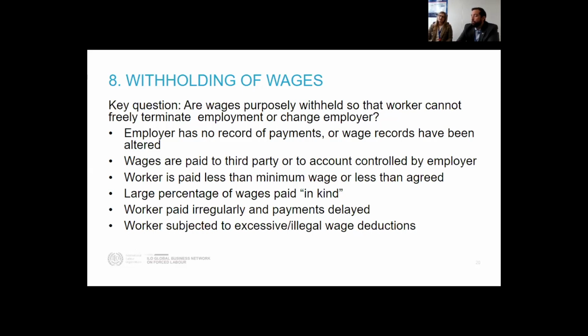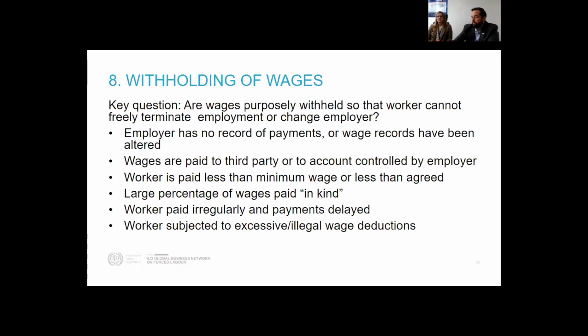Also, are wages paid to a third party or to an account controlled by the employer? How are these wages paid to the worker? Is the worker paid less than a minimum wage or less than the agreed? Is there a large percentage of wages paid in kind, which shouldn't be? Are workers paid regularly, or are payments constantly delayed? And also, are workers subjected to excessive or illegal wage deductions?